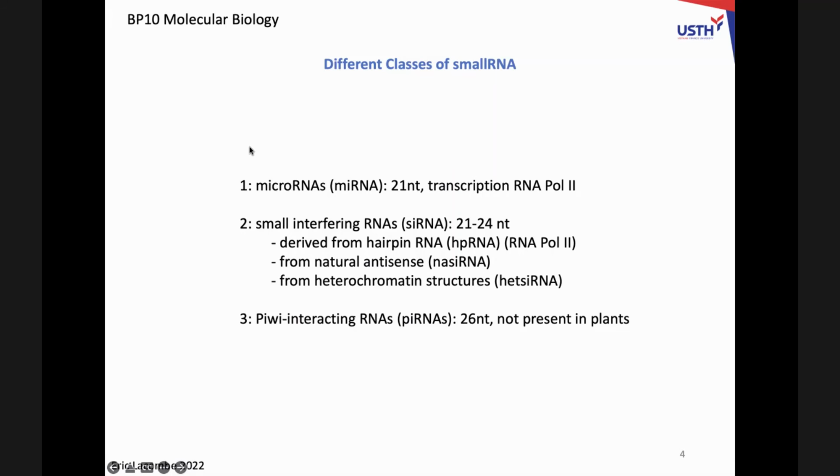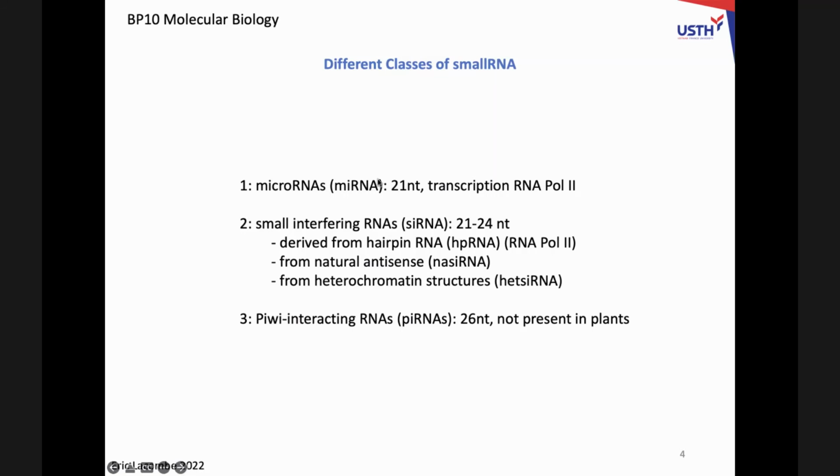So they are now divided in 3 main classes. There can be others. They are the ones that we call the microRNA. You heard about microRNA before or not? Okay.